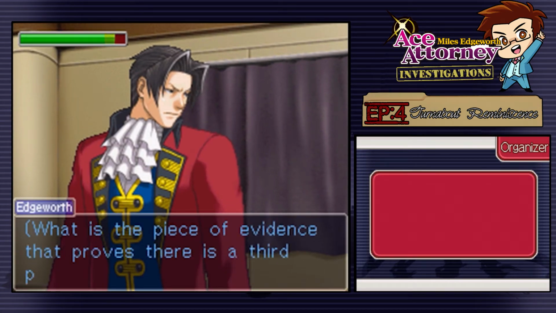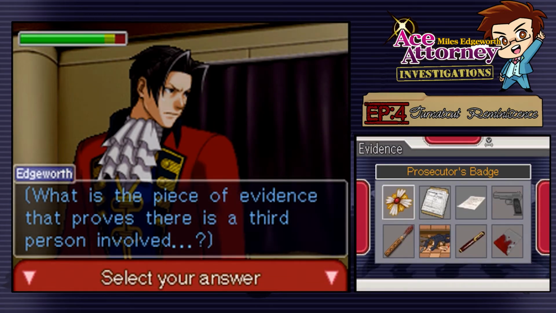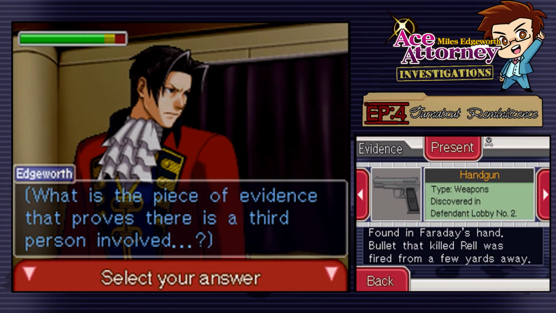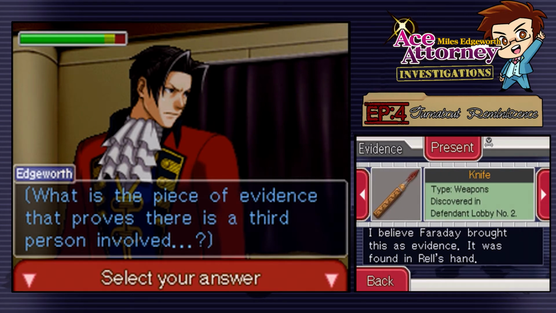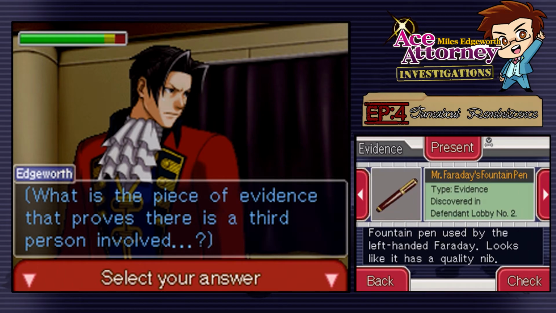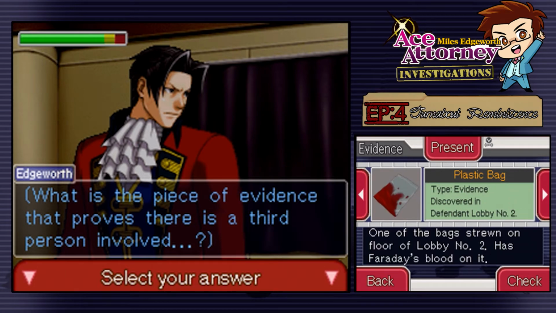What is the piece of evidence that proves there's a third person involved? Is it the gun? The gun because the handgun was in the wrong hand? Is that it? Let's see. Found in Faraday's hand. Oh, I don't know, actually. The fountain pen. Plastic bag. Is it the plastic bag? I'll try the plastic bag. I was going for the gun, though. The fact that the gun's in the wrong hand. Take that!